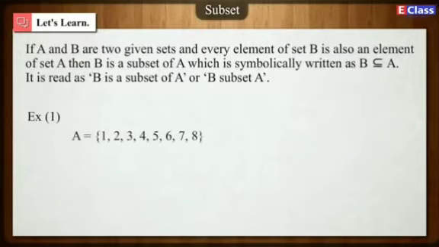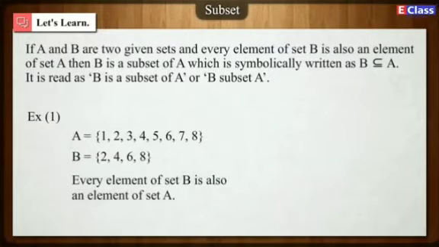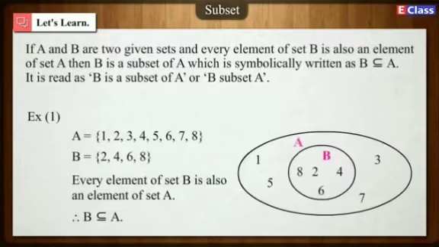Example 1. A = {1, 2, 3, 4, 5, 6, 7, 8}. B = {2, 4, 6, 8}. Every element of set B is also an element of set A. Therefore, B is a subset of A. This can be represented by Venn diagram.